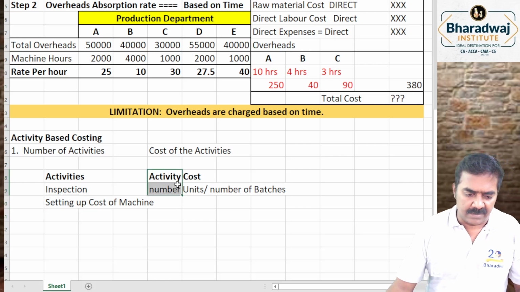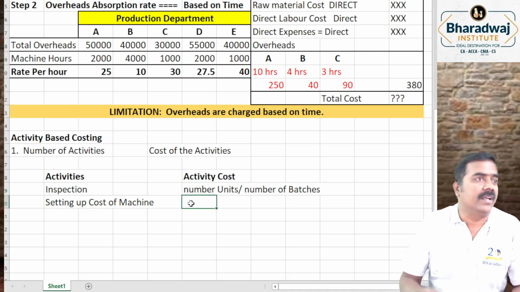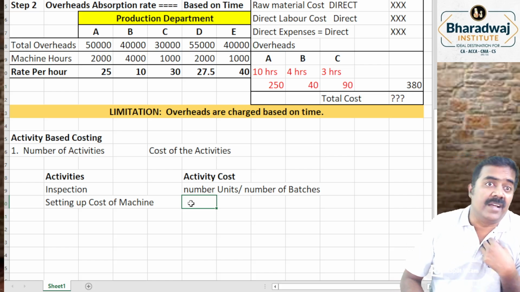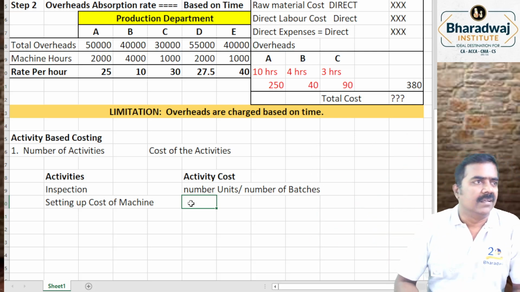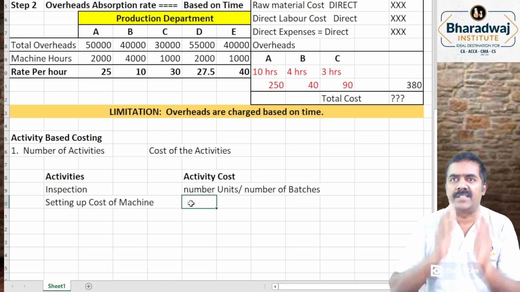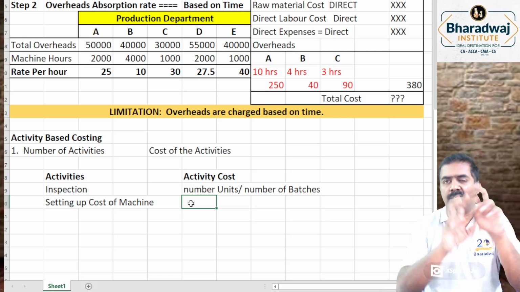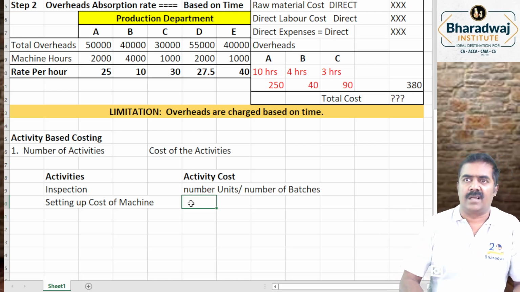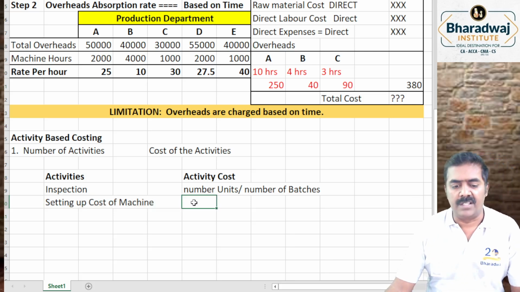Setting up cost of machine. For example, let us assume you're running a printing press. Someone has given his wedding card for printing. The job is over. For the next wedding card, will I be using the same design, same ink, etc.? What should I do? I should adjust the machine, set the machine, change the machine, clean the old one, remove all the cut pieces, etc. This is called the setting up cost of the machine.